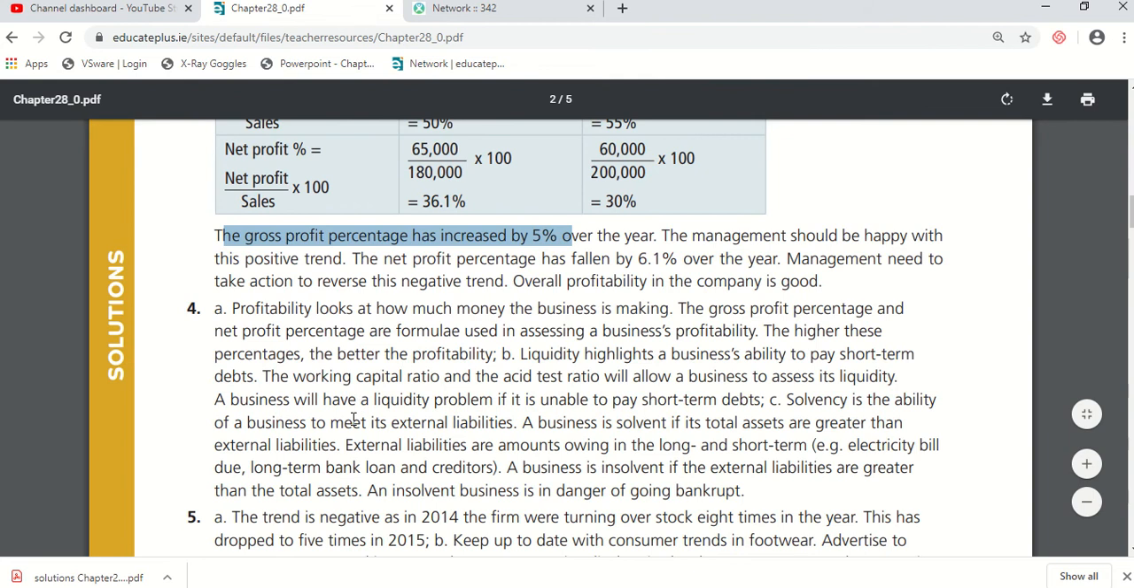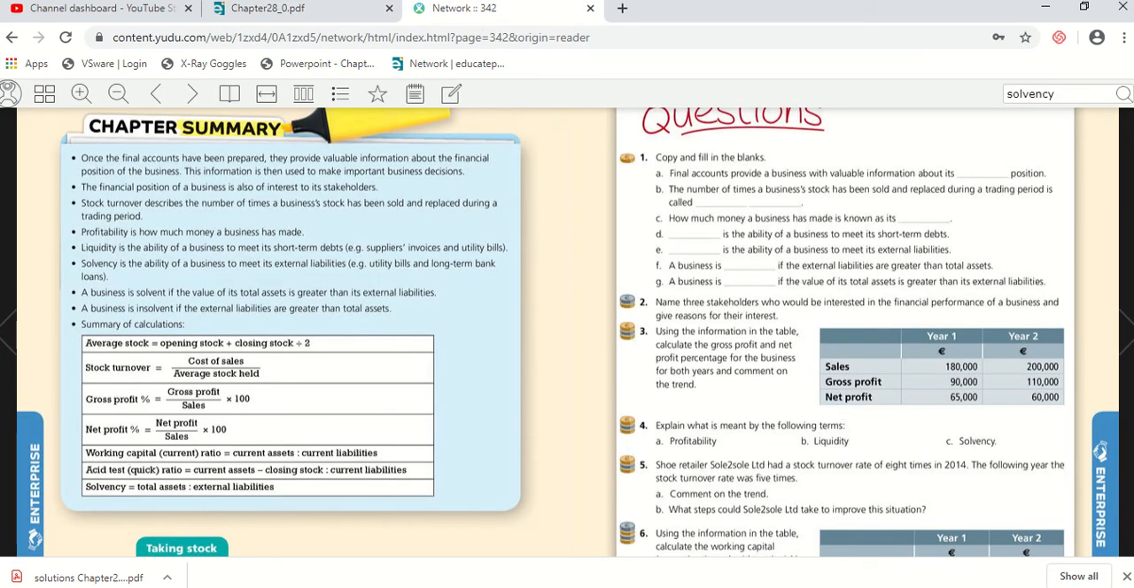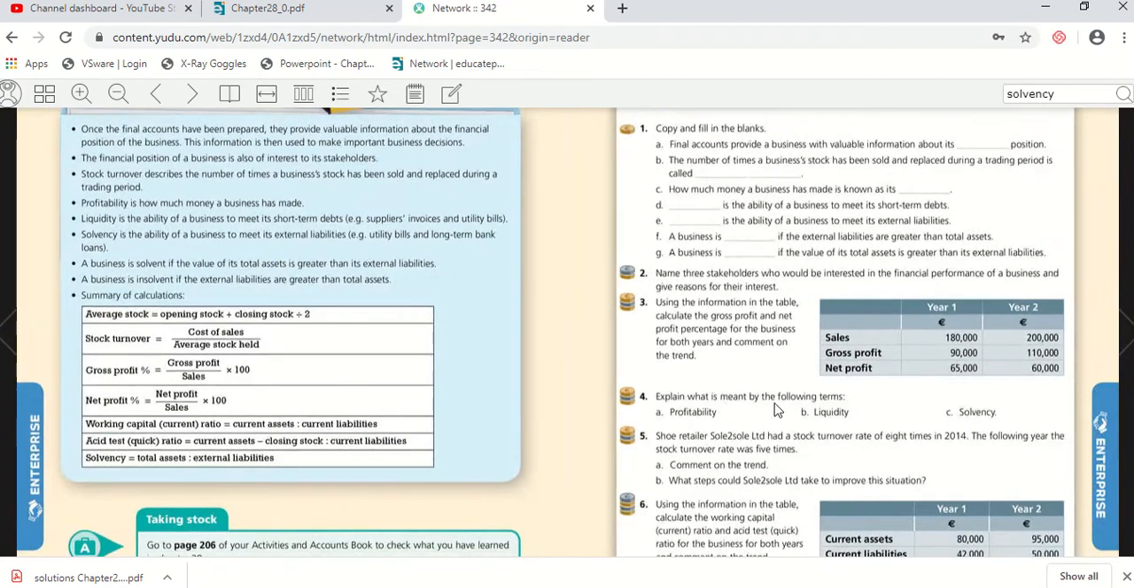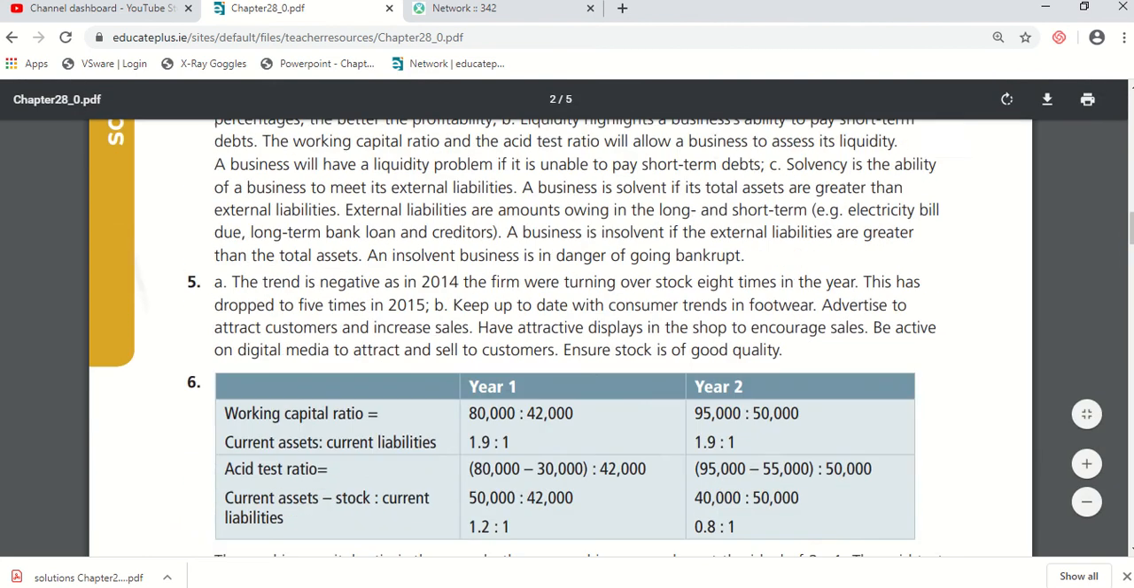So question 4 then is a general question about explaining what is meant by the following terms. So all the definitions are there in the chapter. You can have a look at that yourself. And just to comment on here, the rate of stock turnover. So 8 times in 1 year, whereas 5 in the next. So comment on that trend. Obviously, there's a decrease. And why is that? So sales aren't as good. But the solutions are all there for you to have a look at.